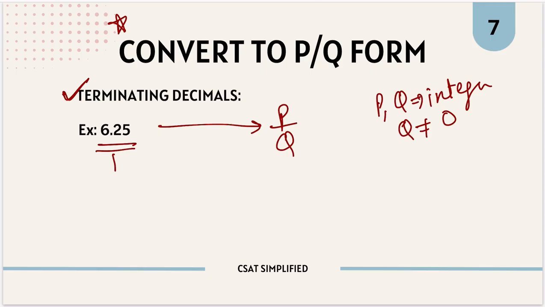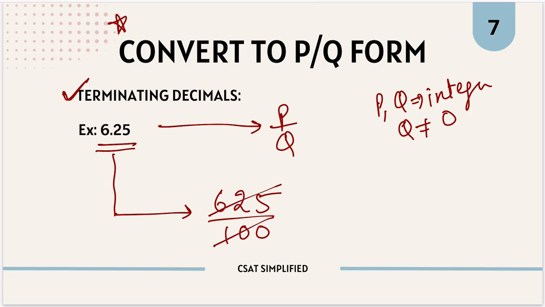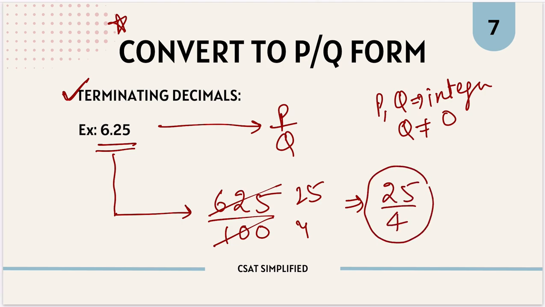If we know terminating decimals are this, you can write 6.25 as 625 by 100. Correct? Now do all the calculation you want to. This is 25 by 4. So finally you are left with 25 by 4. So 25 by 4 is the P by Q form of this number. Terminating decimals are the easiest to do because you just need to divide by the required power of 10, then you can convert it to P by Q form. Correct? Should we move on?